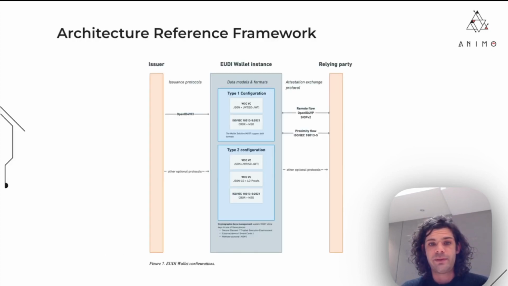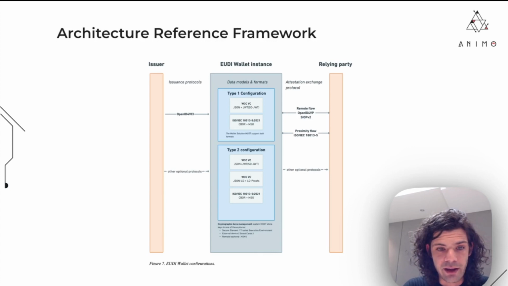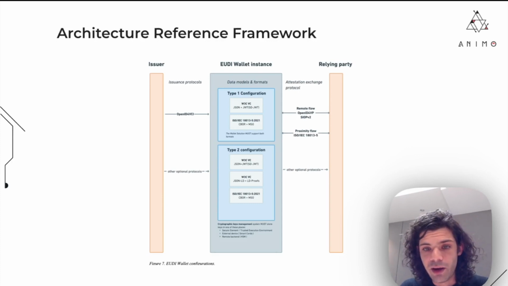But as a quick recap, this diagram has been taken from the architecture reference framework itself. And as we can see, it outlines various exchange protocols like OpenID for verifiable credential issuance here on the left, and OpenID for verifiable presentations here on the right, as well as a set of credential formats, which you can see here in the middle.